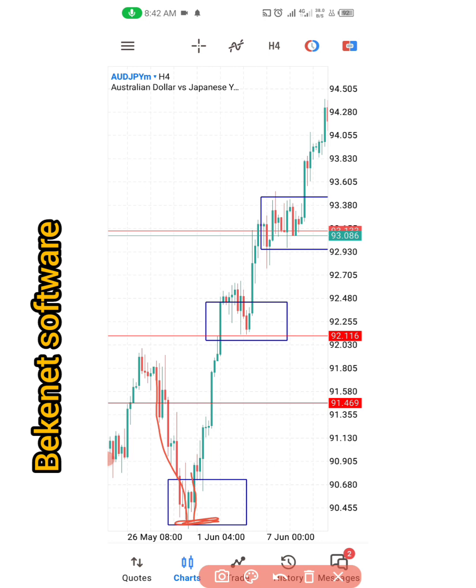I will now wait. These are 4 hour candles. 4 hours is a lot of time. Then the price started coming back again. You see a bearish candle started coming back. So immediately I see this green candle.